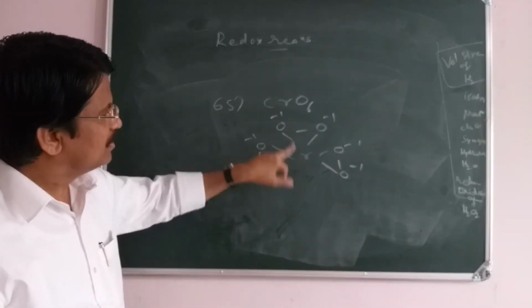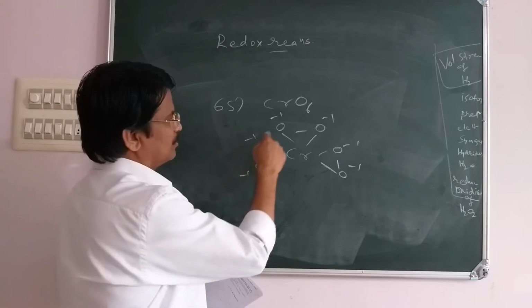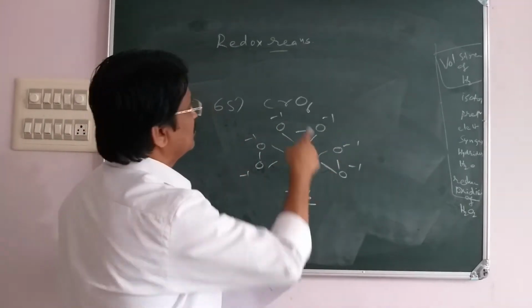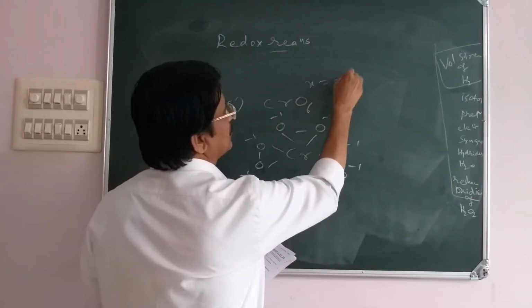Means in CrO6, all three are peroxy linkages. Therefore, -1 each. Cr is +6. Otherwise, 6 into -2 is -12. So x equal to +12.